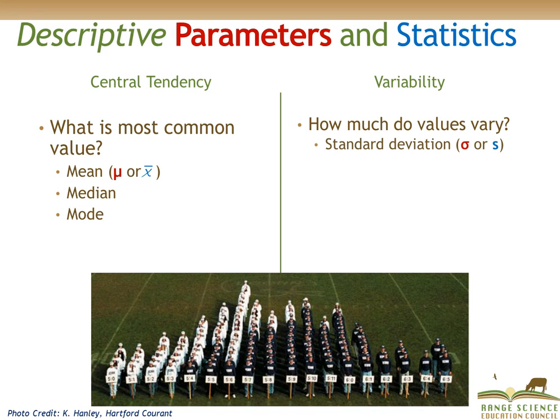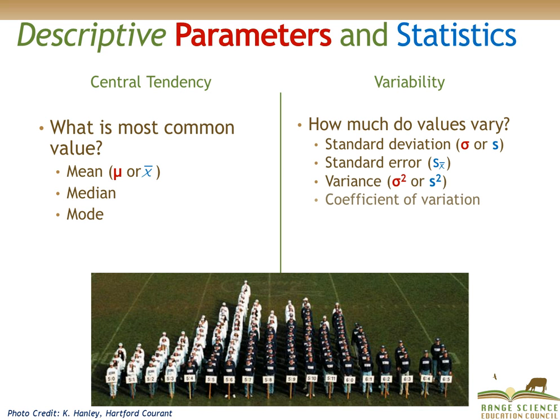For variability, we're interested in describing how much the values vary. And the most common ways of reporting variability are standard deviation, standard error, variance, and coefficient of variation. Now, the differences between these different forms of measures will be described in a little bit. So let's take a look at an example in order to better understand the differences in central tendency and variability.